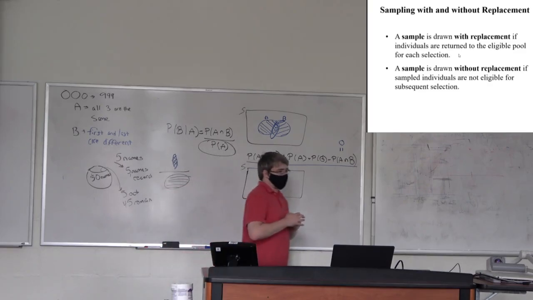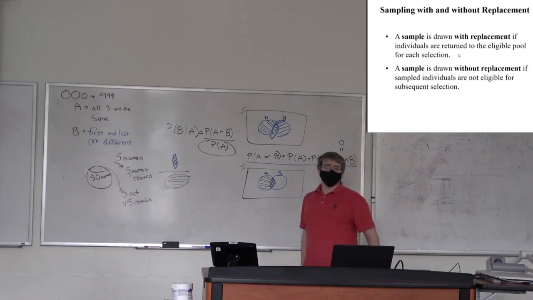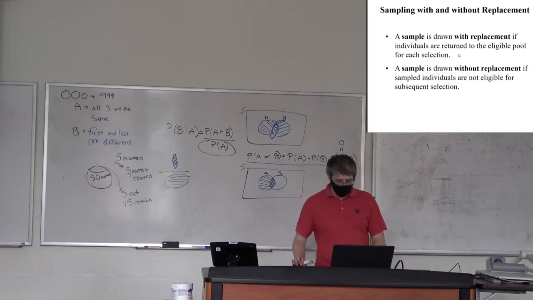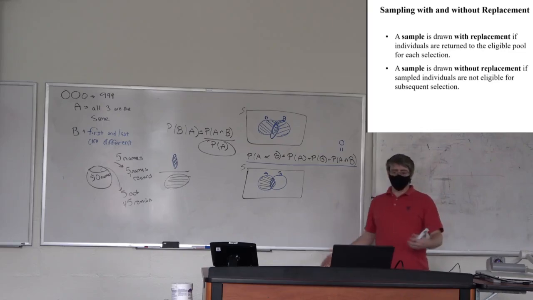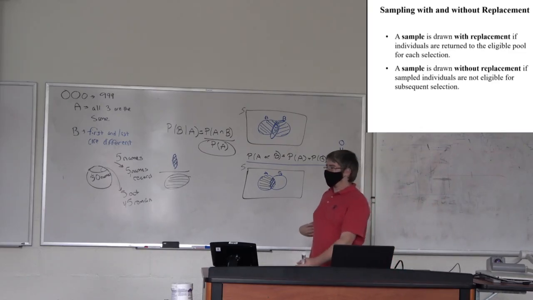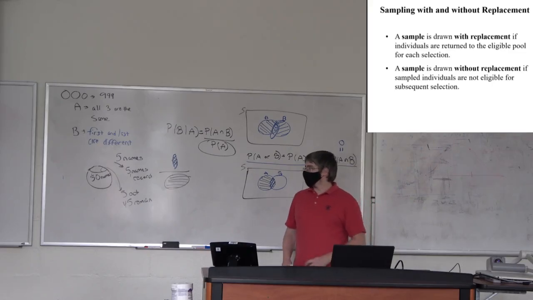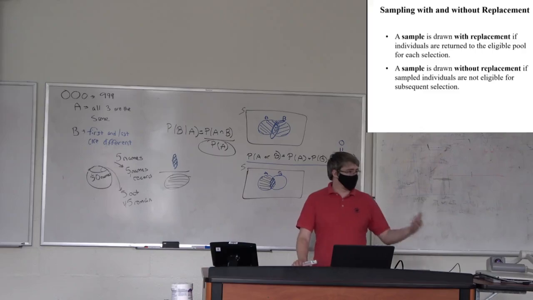The same thing would be like if I called on one of you for a question, and then you didn't have to answer a question for the rest of the class. That would be sampling without replacement. Depending on what probability problem you have, it will be mentioned that you're drawing with replacement or without. Like with those names, you would know which to use.